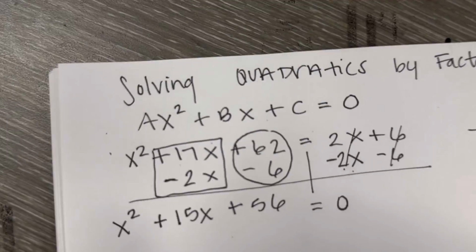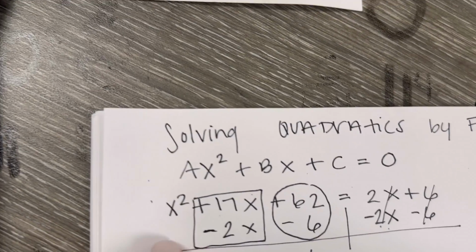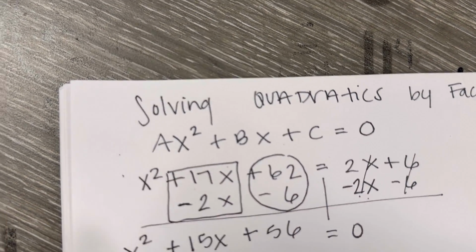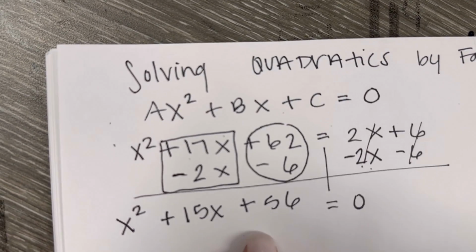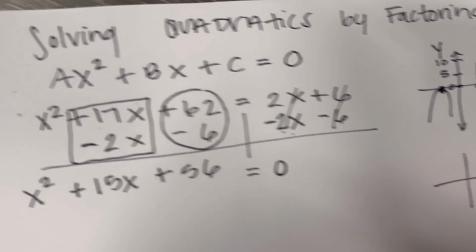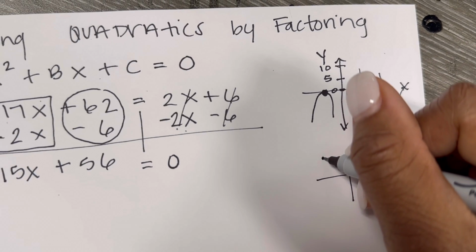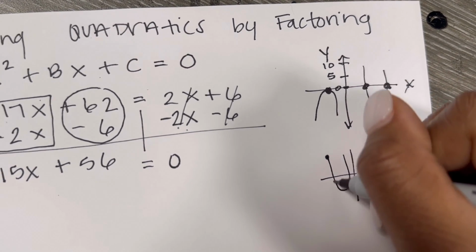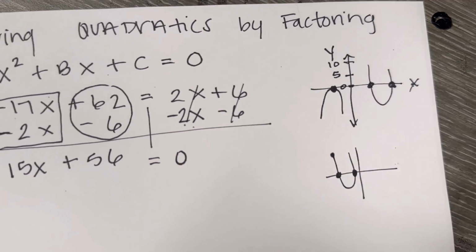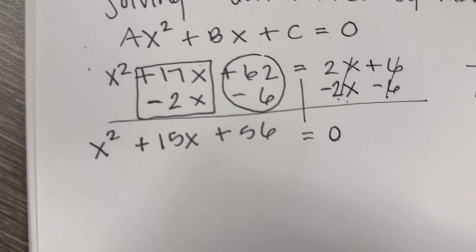You could actually graph this, because a lot of websites actually won't graph this format, but it will graph this. You could graph it and it'll show you your zeros are actually over here somewhere. You can graph it, but today we're learning how to do it by hand, right?